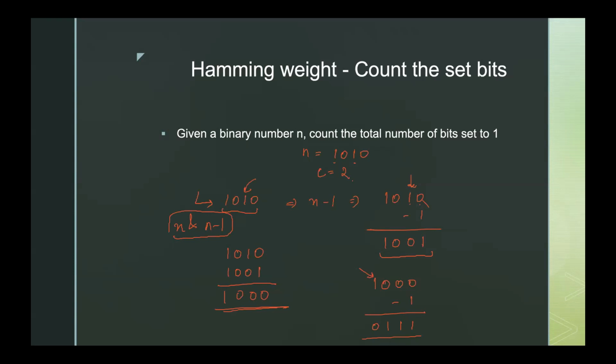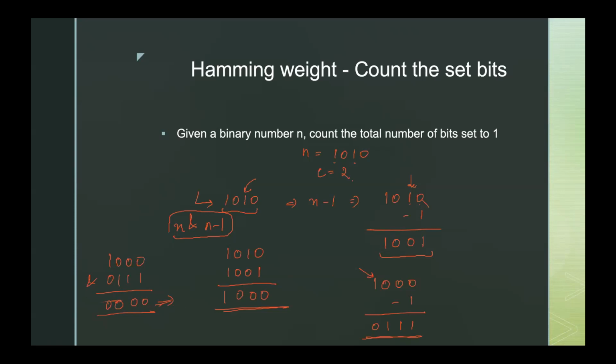So we know 1000 minus 1 is going to give us 0111. And if we perform AND of 1000 with 0111, this will give us 0. All right. So now the number which we have achieved has all the bits unset. All the set bits have been inverted and they have become unset.